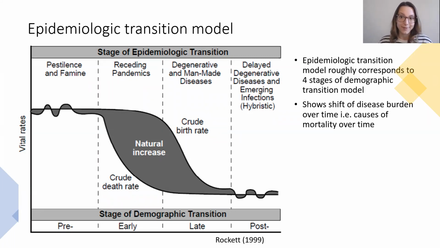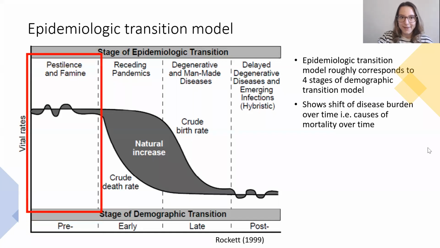So there are 4 stages, like the demographic transition model, and they roughly line up together. Generally, a lot of the population trends that we talked about in the context of the demographic transition model are factors that actually would influence the different stages of the epidemiologic transition model.